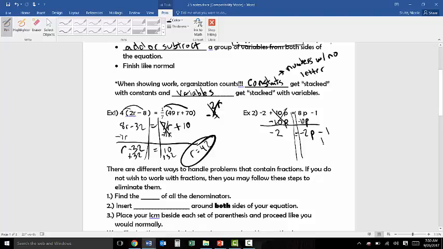So I'm going to add 1 to both sides of my equation. And we get negative 1 equals negative 2p. And then we're going to divide both sides by negative 2 so that p is alone. And we get p equals a positive half.